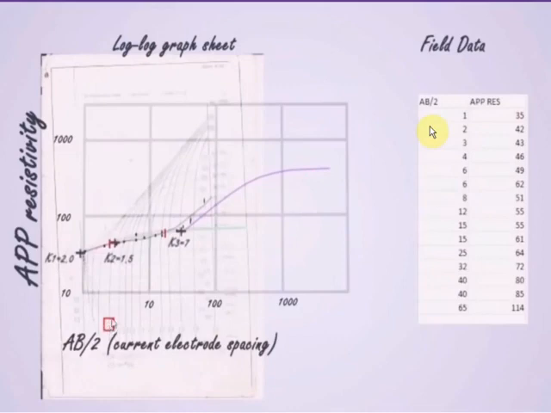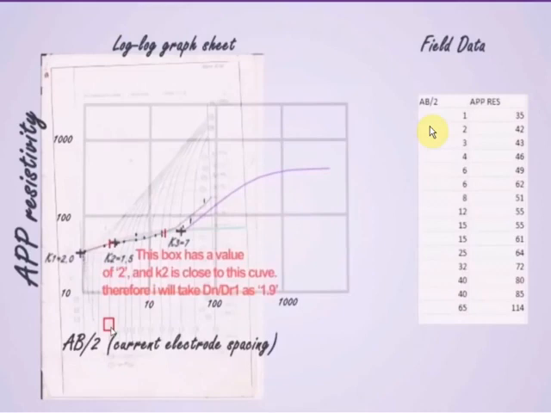Yeah, you can see the curve in that box. So my DNDR1 would now be 1.9 because the cross is not actually on that curve of 2, but very, very close to it. So 1.9 is close to 2. That's why I would make it 1.9. You can just highball it. Yours could be lower than that.